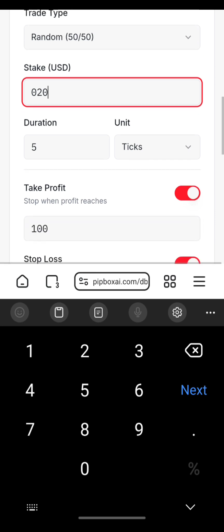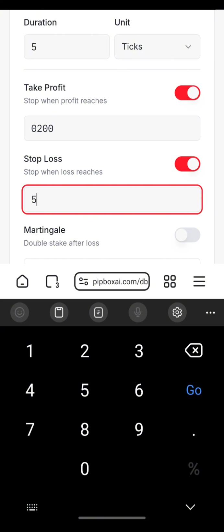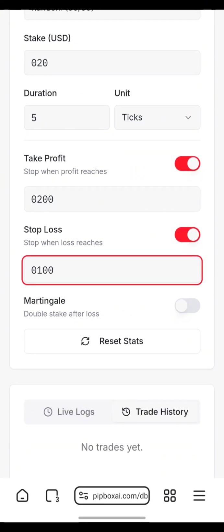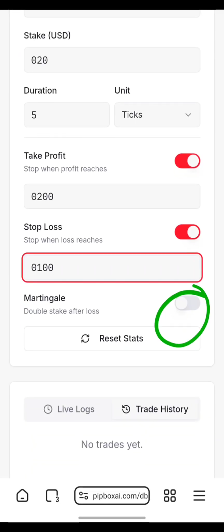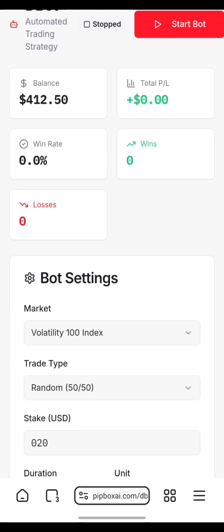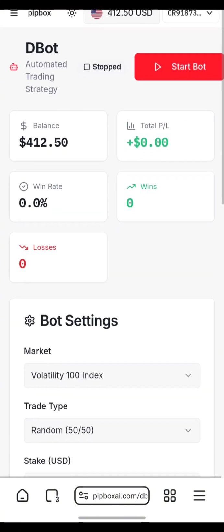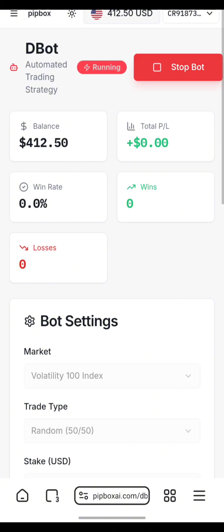And now at this point, I feel like I can change my stake to 20 and take my profit at 200 and stop at 100. You see, I always insist on staking because staking is very important. You realize that I'm not using martingale right now, because martingale is very dangerous for a small account. Let's run the bot and see what happens.